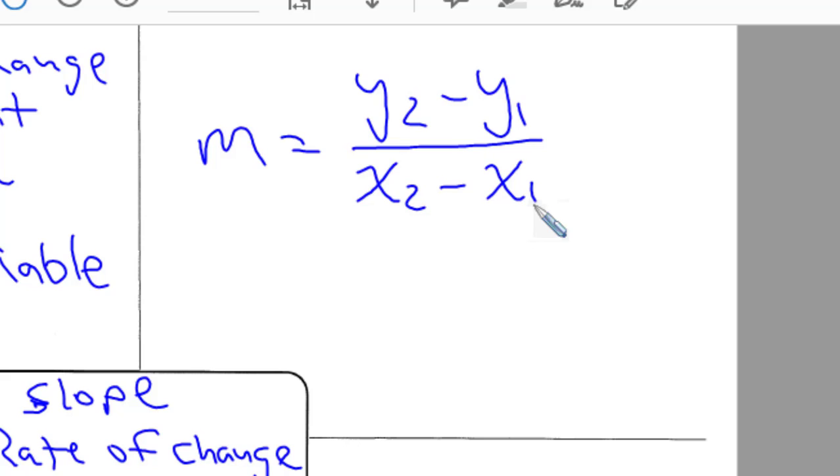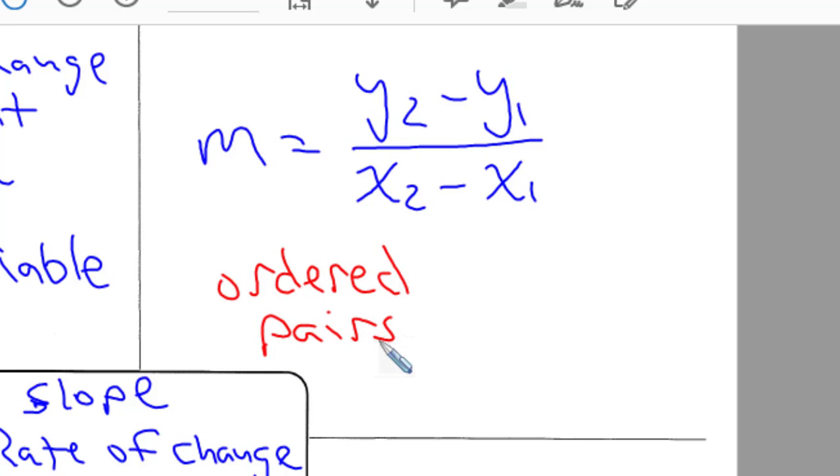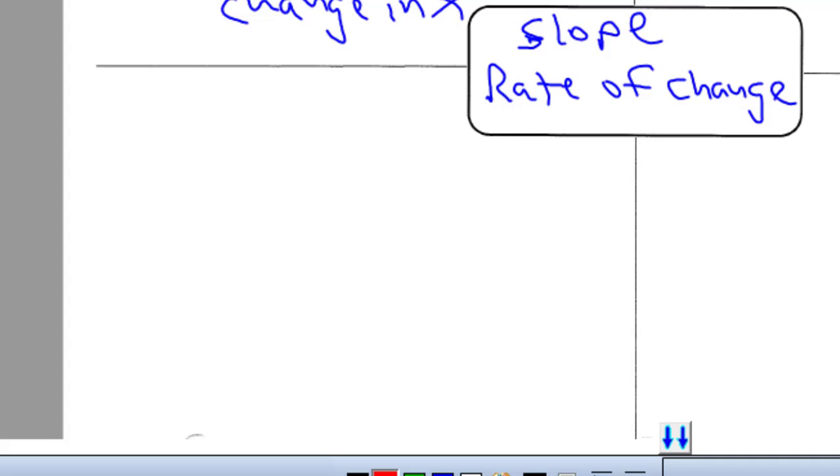Now this formula really is best used when we're looking at ordered pairs. So that's when we want to use this formula. Whenever you've got two ordered pairs and you're trying to find the slope, this formula will be the best method.